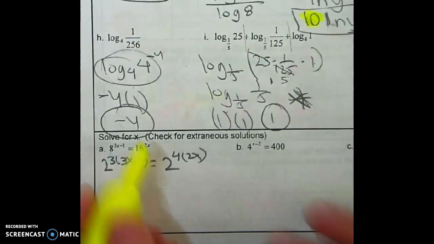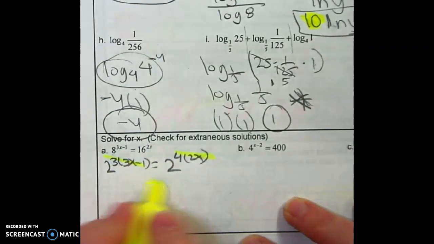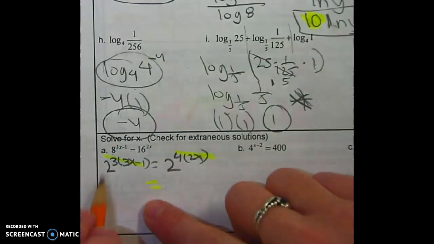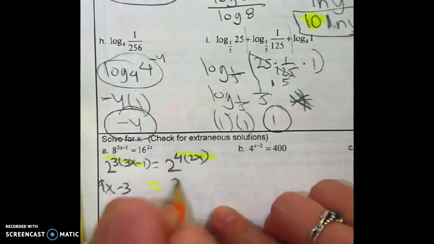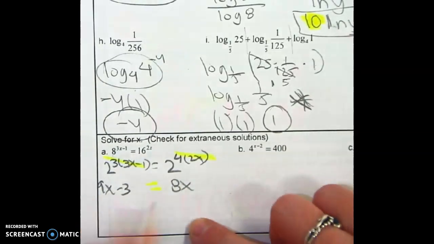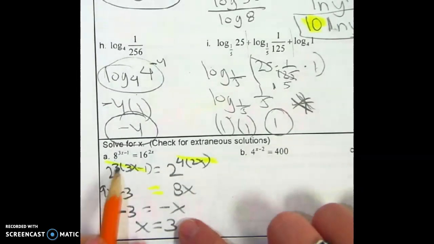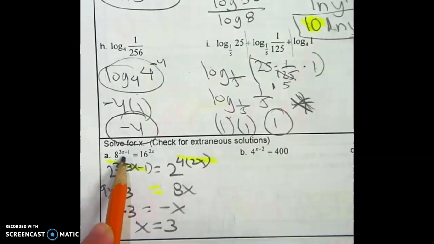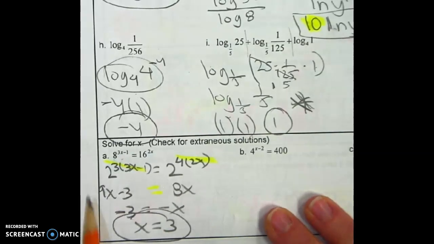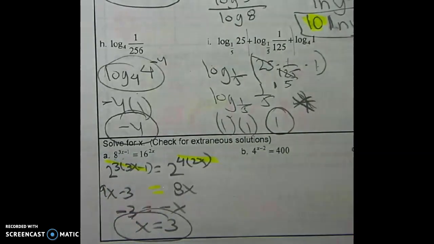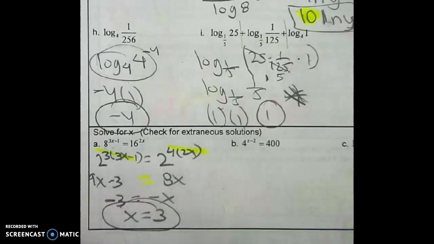Now the bases are the same. I can set that equal to each other. Don't forget to distribute to both. And 9x over. And then check it. 3 times 3 is 9. 9 minus 1 is 8. And then it ends up working out. Okay, if you're not sure if it's going to work out, you're going to check it in your calculator afterwards.